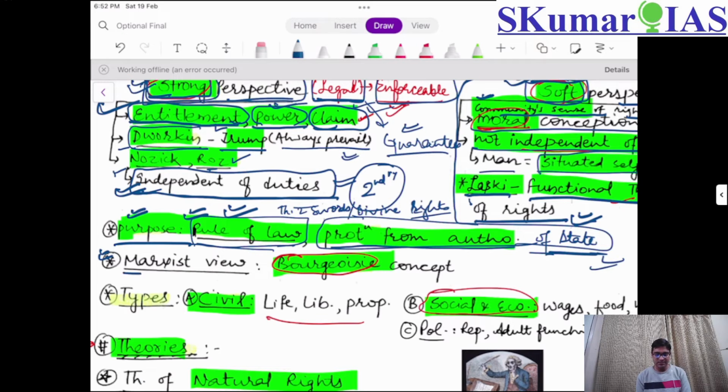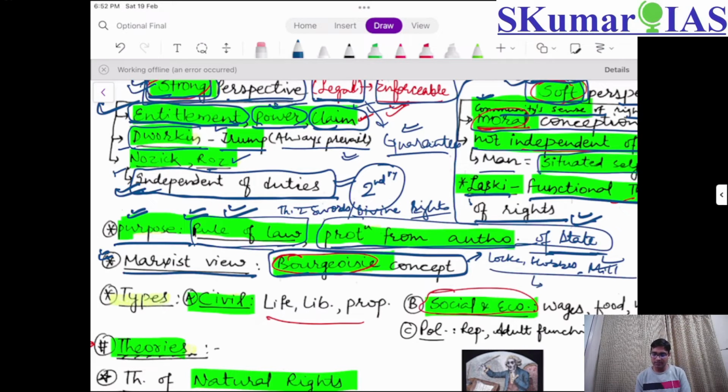And Marxists say that rights are a bourgeois concept. Why? Because the scholars of rights, like if you see Locke or Hobbes or Mill, they all are the scholars of the bourgeois class.